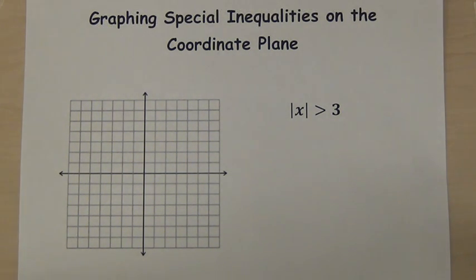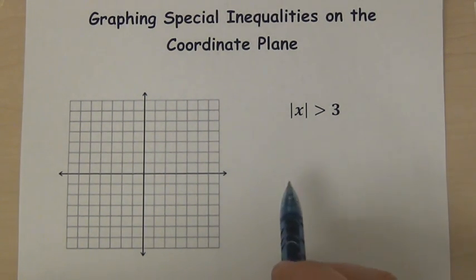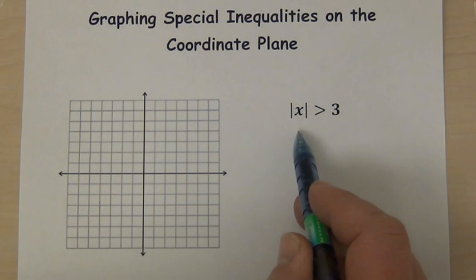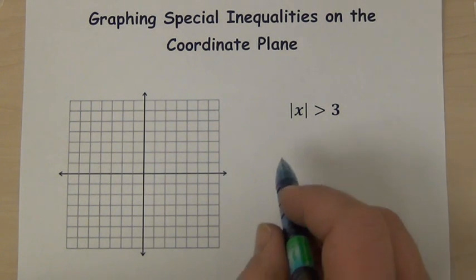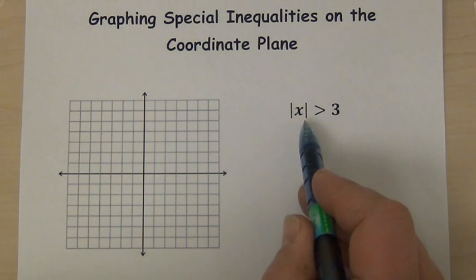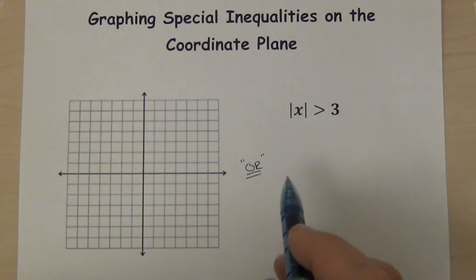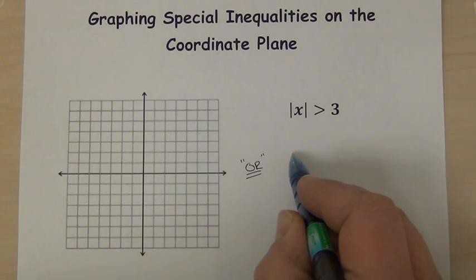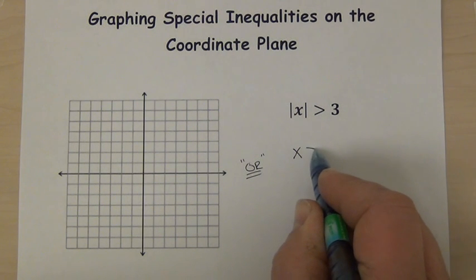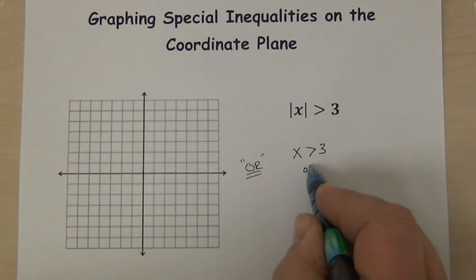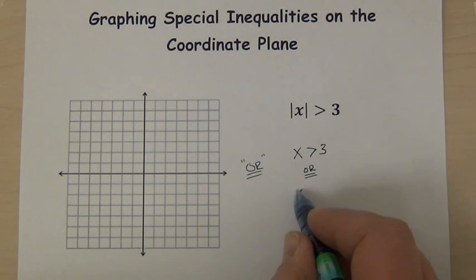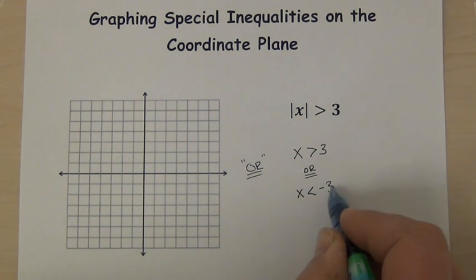Okay, now that we've looked at graphing single variable inequalities on the coordinate plane, let's look at some examples where we pair up an absolute value with that single variable and see what kind of graphs we get. So the first one we're going to look at is the absolute value of x is greater than 3. Now, since it's a greater than paired with an absolute value, we know that we're going to be looking at an OR situation. So we are going to look at the graphs of x being greater than 3 or the graph of x being less than negative 3.